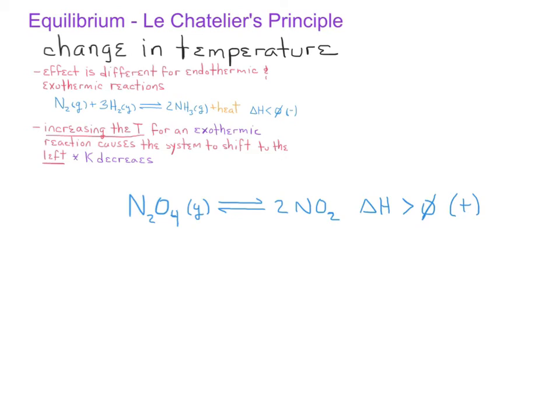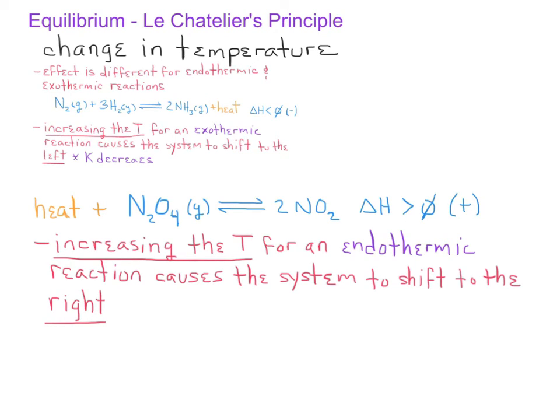Now let's look at the same kind of disturbance, an increase in temperature, for a reaction that is endothermic, or that has a positive delta H. In this situation, since it's endothermic, we can imagine that heat is a reactant in the system. If heat is a reactant, then if we were to increase the temperature, we're essentially adding more reactant, and so for an endothermic reaction, the system will shift to the right to reduce the heat present in the system.